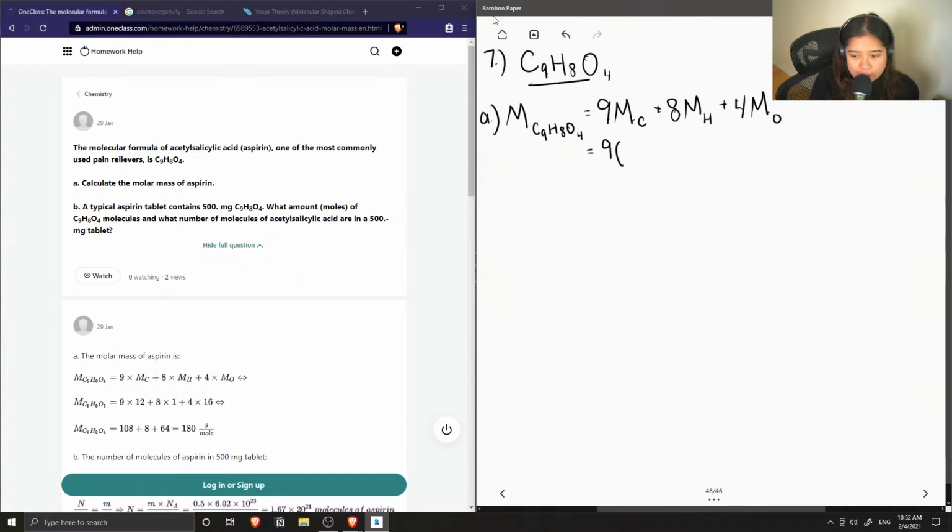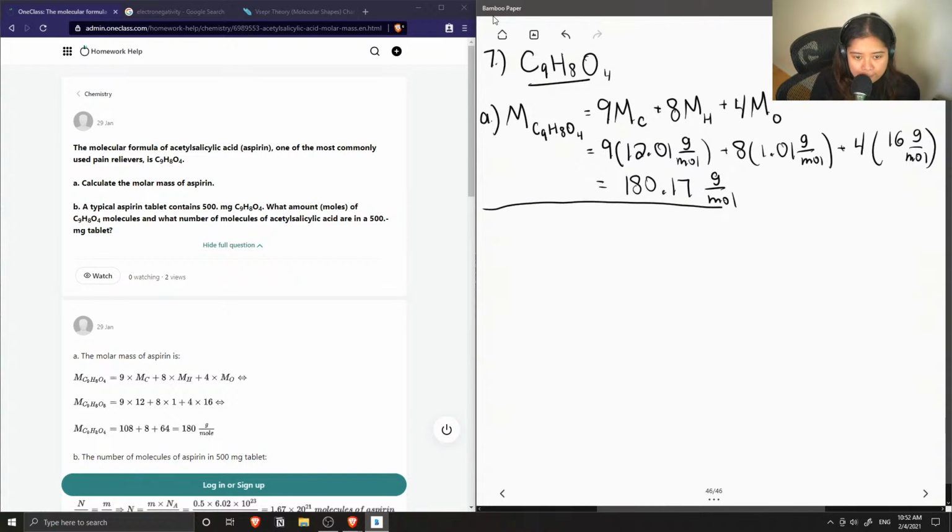Looking at a periodic table, you can find that the molar mass of carbon is 12.01 grams per mole. Hydrogen's is 1.01 grams per mole. And oxygen's is around 16 grams per mole. So adding all these values up, we get a total molar mass of 180.17 grams per mole. Okay, so this was part A.